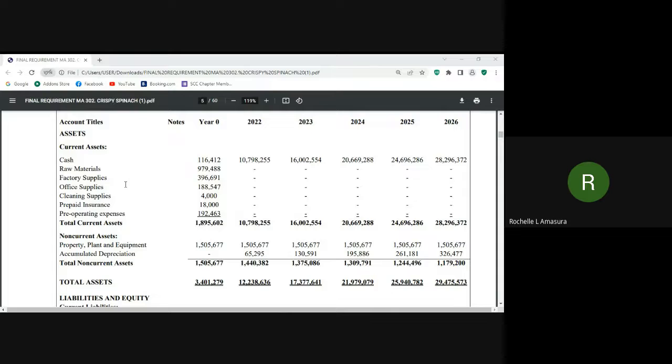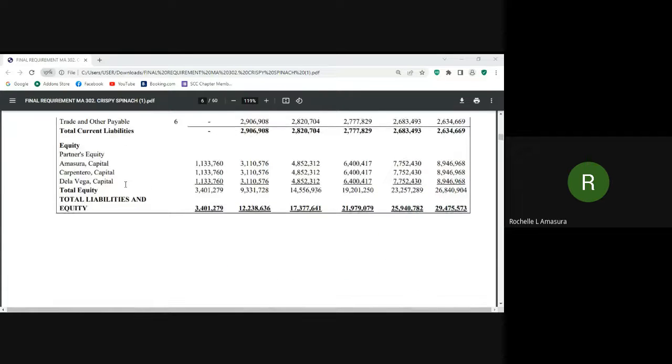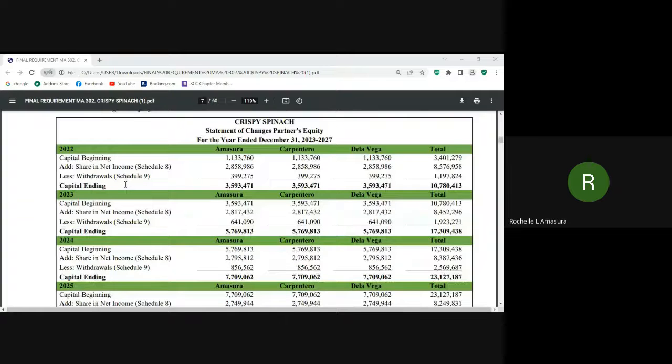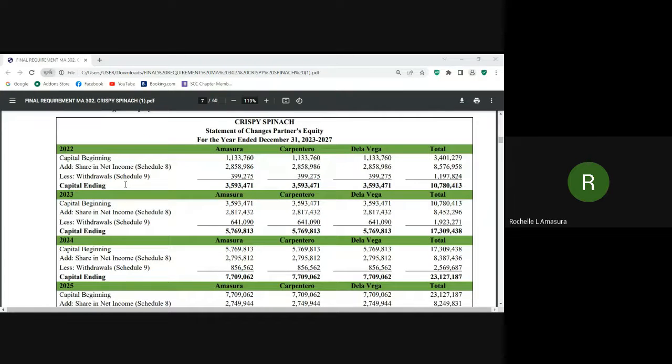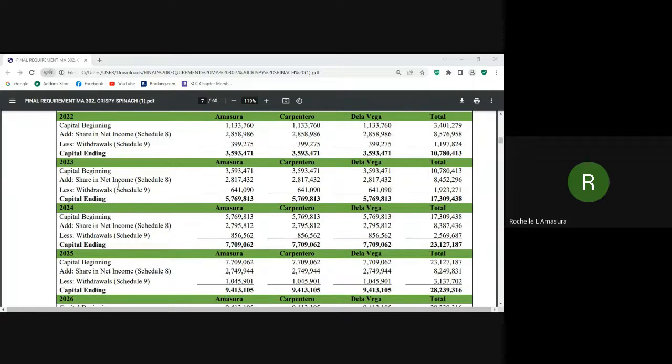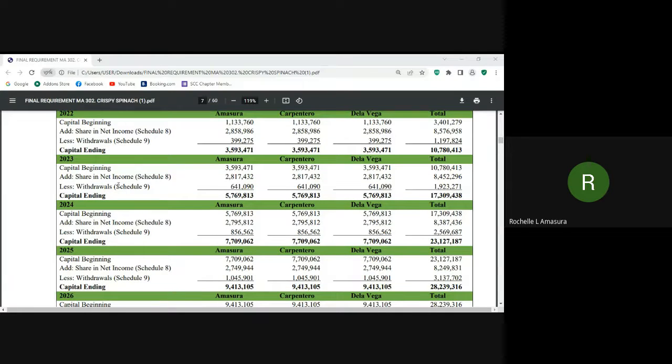So next, we have the statement of change in equity. Makita mo diri ang capital beginning niya, ang share net income, og ang withdrawals. So first, ang capital beginning at 1,133,706 in cash, and the share net income of 2,858,986, withdrawals pod nga 399,275. And the next year ang capital ending mao na pod ang capital beginning until for the next year hangtod sa year 2026.